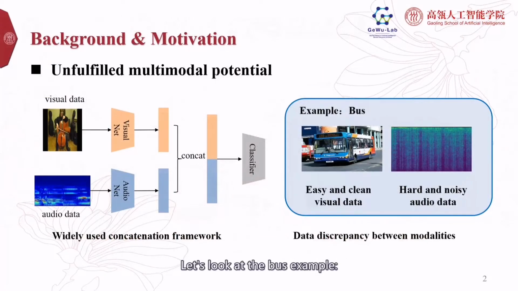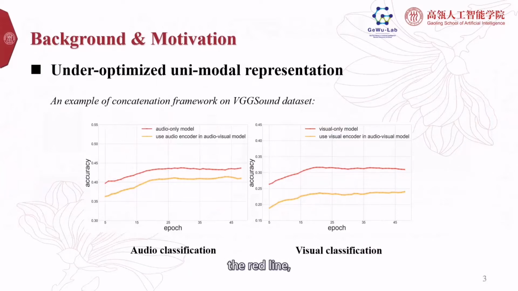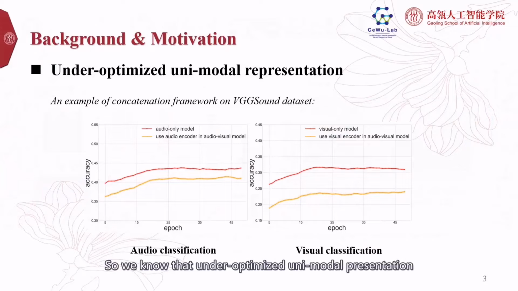Let's look at the boss example. The audio data is noisy and harder to recognize, so we guess such differences between modalities may lead to different utilization efficiency during the training. In order to explore if each modality fulfills its potential, we measure the representation ability of encoders with linear probing. As shown in the figure, unimodal performance in multimodal learning, the yellow line, is worse than that of the unimodal method, the red line, especially in visual. So we know that under-optimized unimodal representation exists in multimodal learning methods.